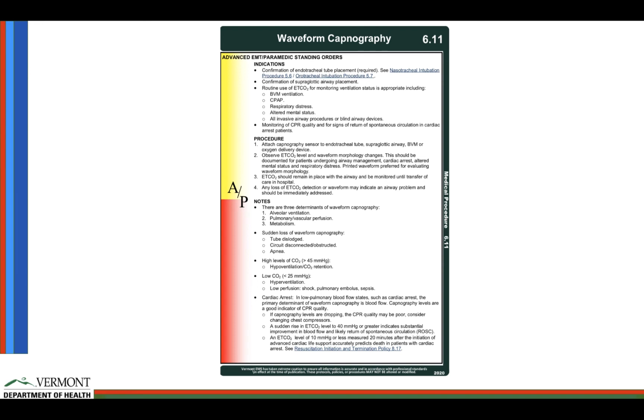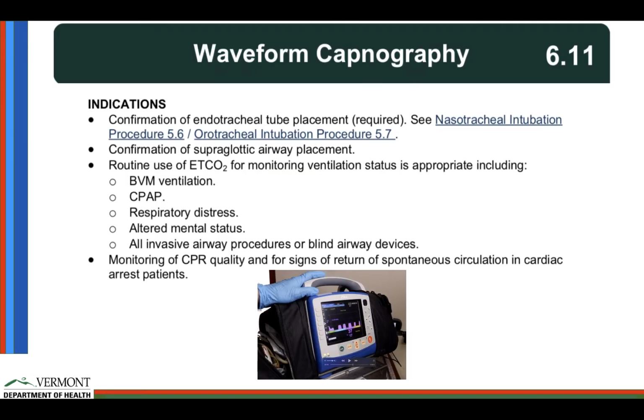Waveform capnography. Waveform capnography replaces quantitative waveform capnography protocol. Both AEMTs and paramedics are now instructed to monitor both the waveform morphology and the end-tidal CO2 levels of capnography. Indications for use of waveform capnography for the AEMT include confirmation of supraglottic airway placement and monitoring ventilation status, including BVM ventilation, CPAP, respiratory distress, altered mental status, and any invasive procedure or blind airway device. Waveform capnography is also helpful for monitoring CPR quality and for signs of return of spontaneous circulation in cardiac arrest patients.